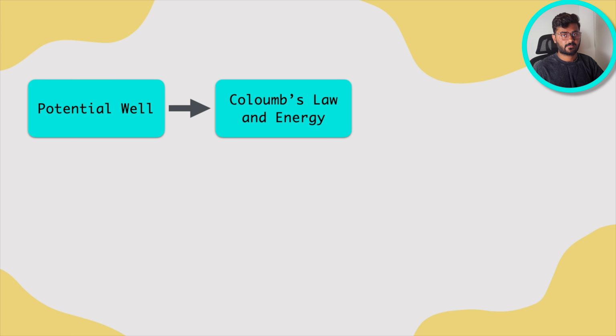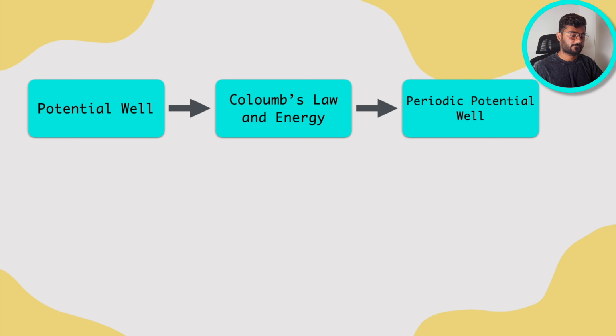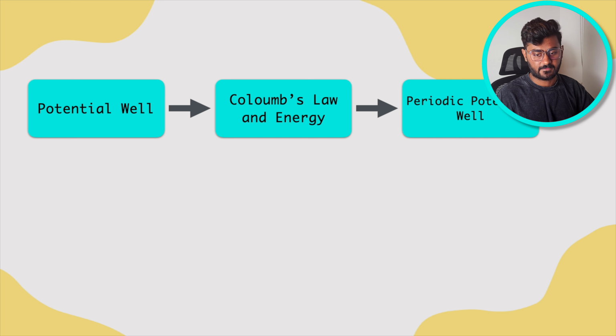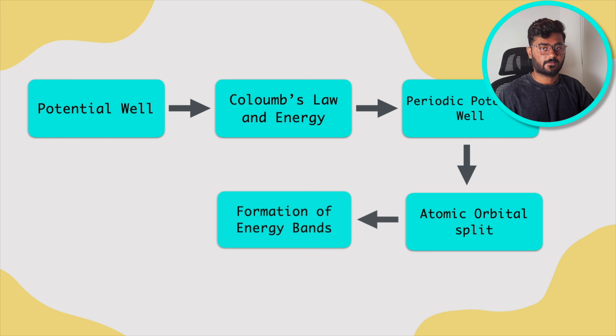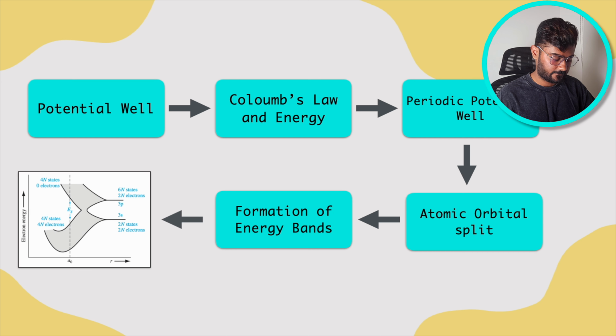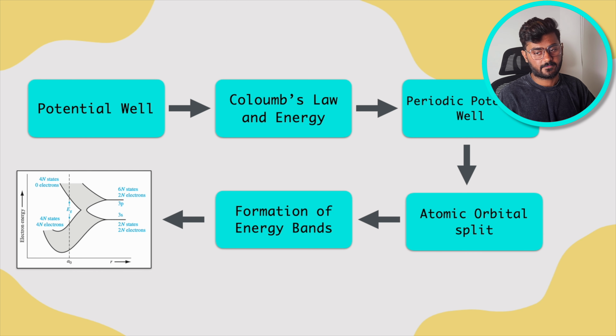Once we understand that, we will look at the periodic potential well. Basically, what happens when you have many such potential wells coming close together. This will eventually lead to the splitting of atomic orbitals, and once we understand the splitting of atomic orbitals, it eventually leads to the formation of energy bands. At the end, we'll take an example and look at the energy band diagram that is commonly found in device physics textbooks and try to understand the diagram based on the concepts that we will be looking at.